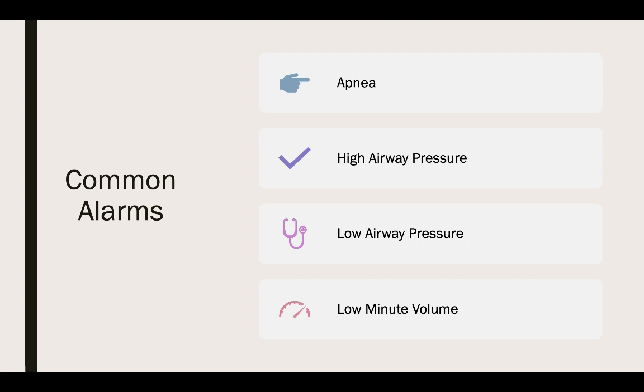Your low minute volume alarms. Definitely pay attention to these. When you're in assist control, when you're in a pressure control situation, you might need to up your pressure. If you are in SIMV, make sure that your patient is getting all the breaths that they need.